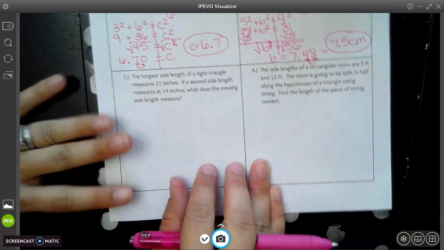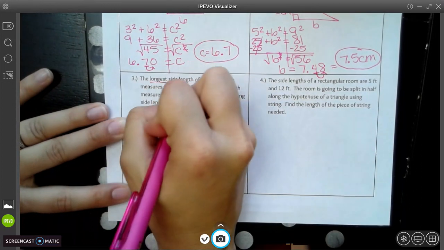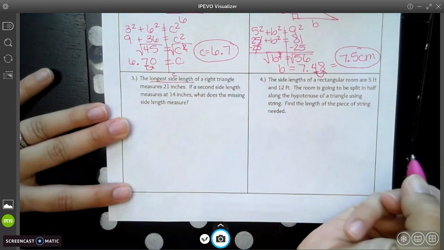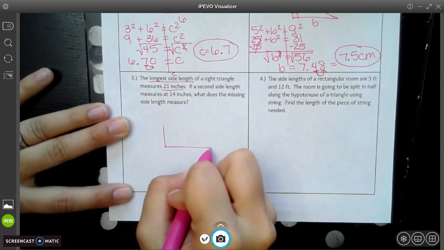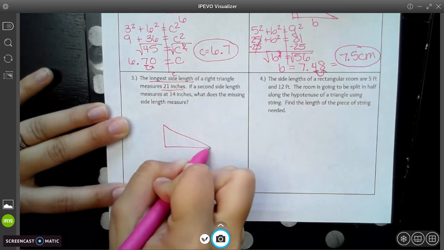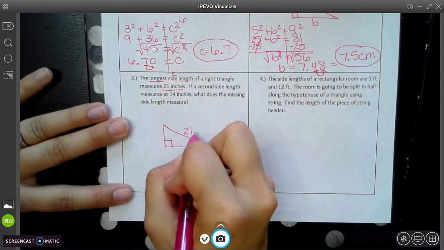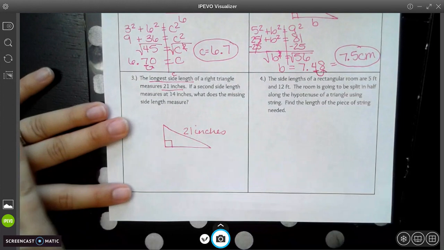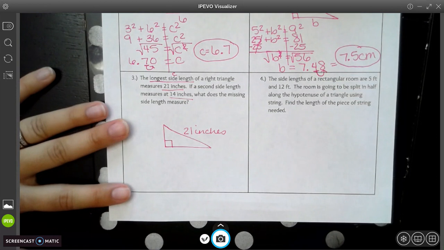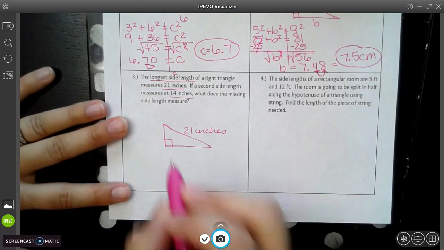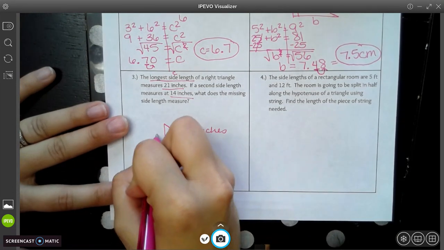All right. Number 3. Number 3 says the longest side length. Ooh, we know which one's the longest side length, so that has to be c. The longest side length measures 21 inches. So I'm going to draw my triangle. The longest side is 21 inches, so I'm going to go ahead and label that. If a second side length measures 14, then what's the missing side length? So the two that we don't have labeled right now are legs. So it doesn't matter where I put the 14 inches. I'm going to solve for the other leg.